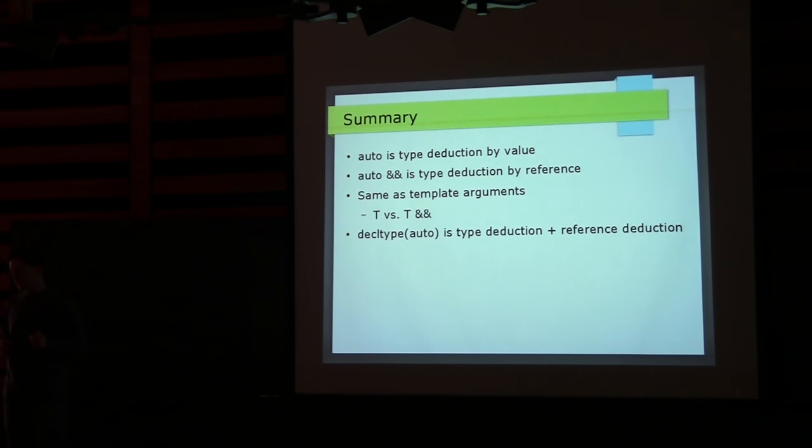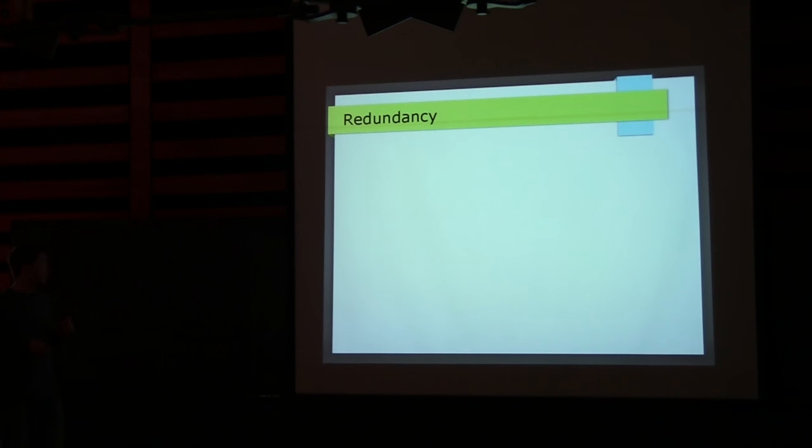Decltype auto is type deduction plus reference deduction. Except, not quite. That bullet point is actually a lie, but it's a useful lie. So later on in the slide, I'm going to tell you exactly where this does break down. But for the most part, it can be useful to think of it this way.